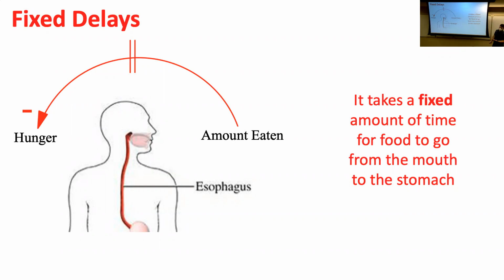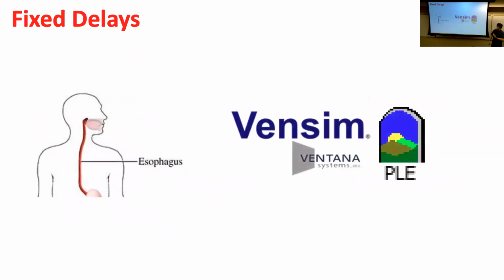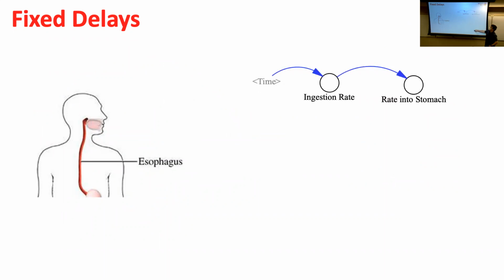So it's the simplest form of a delay. In Vensim, there is a function which implements a fixed delay pretty simply. So let's take a look at that. I've got this simple diagram here. It's not even a stock and flow diagram, it's a little contrived.